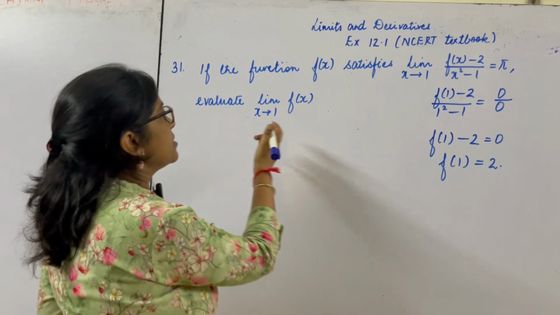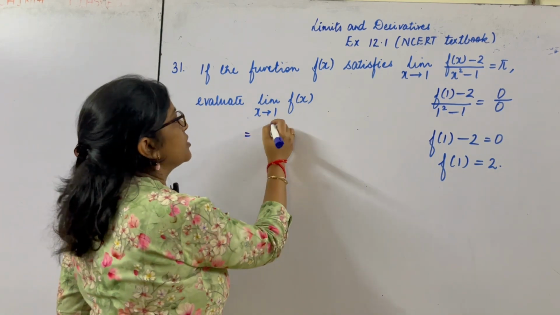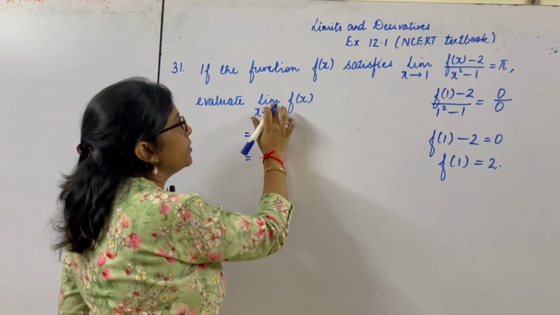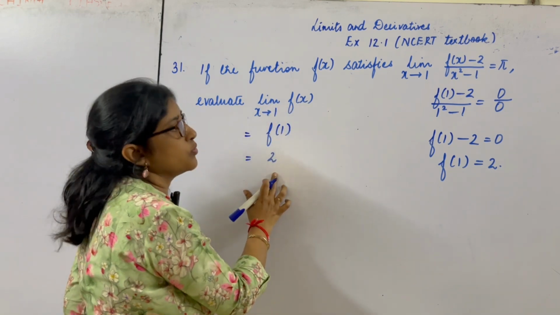So, let us find the limiting value for this one, wherever x, write 1. And so, what is f of 1? 2. So, the limiting value of f(x) when x tends to 1 is 2.